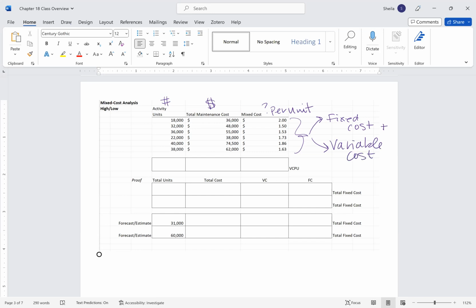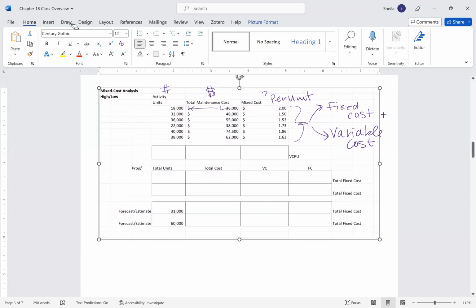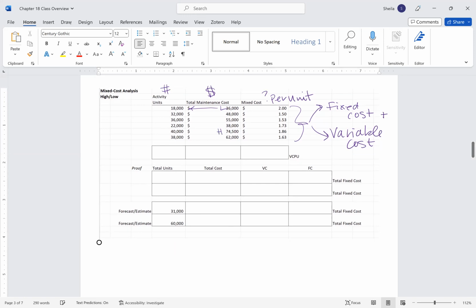Well, first of all, we want to look for our highest and our lowest points. So if you do so, you're going to see that your lowest point of cost is here for 36,000 with related activity of 18,000 units. So that's our low. Our high is going to be here at 74,500 cost related to 40,000 units. So under the high-low method, those are the only two that we're going to look at.